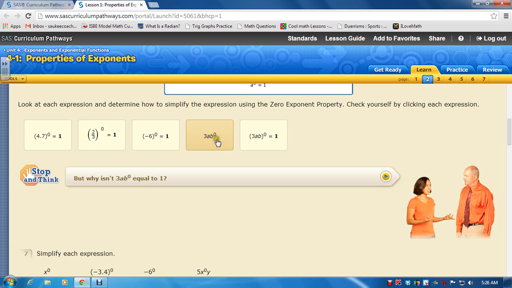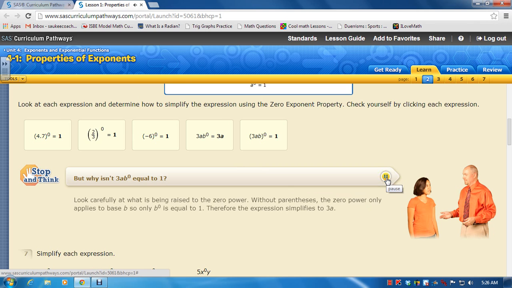Okay, but I've got a little problem here. What does that 0 exponent apply to? Well, it only applies to b. Therefore, only that portion of it would be equal to 1, and I would be left with a 3a. Okay? Let's hear their explanation.